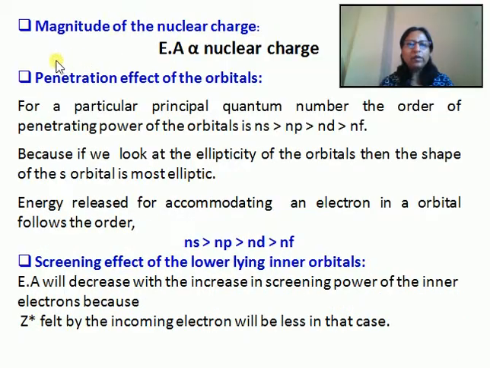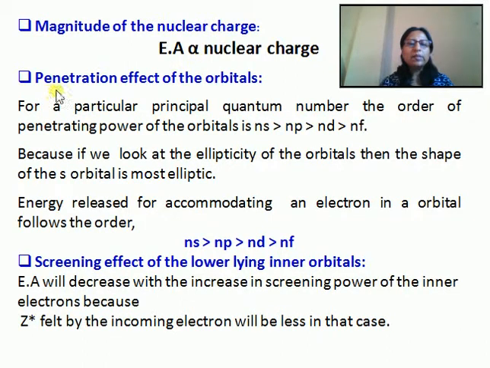Now you have understood how the magnitude of electron affinity depends on the nuclear charge. If the nuclear charge is more, it will be able to attract the electron we are going to add from outside more, so the amount of energy released will be more. That means if the nuclear charge is more, electron affinity will be more.